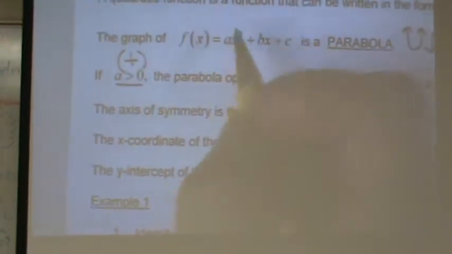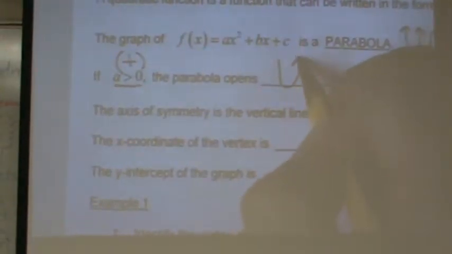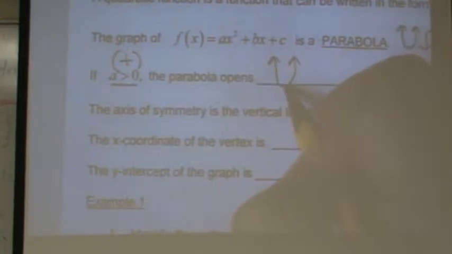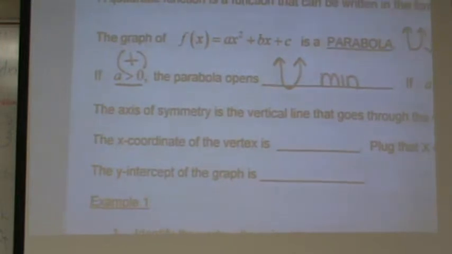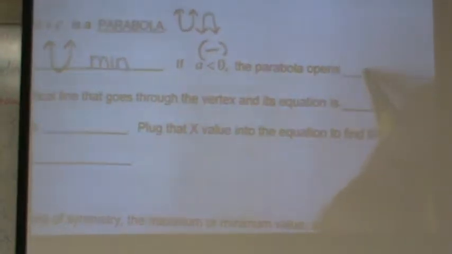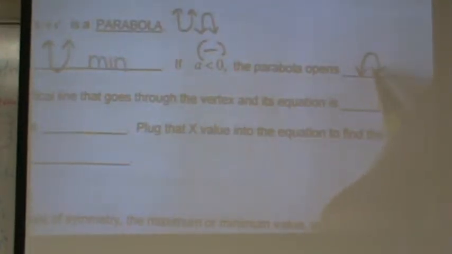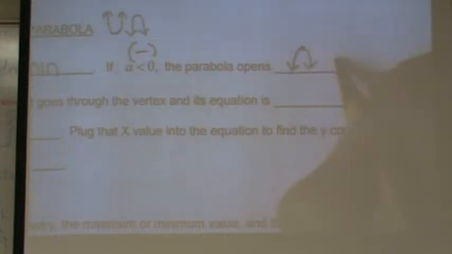If a is greater than 0, that means just look at the sign of it. If it's a positive number, it's a U-shaped figure. And if it's a U-shaped figure, our vertex is going to be the lowest point. It's going to have a minimum. What does it mean if a is less than 0? What does it mean if it's negative? So if a is a negative number, it's going to be opening downward, and our vertex is going to be the highest point, okay?